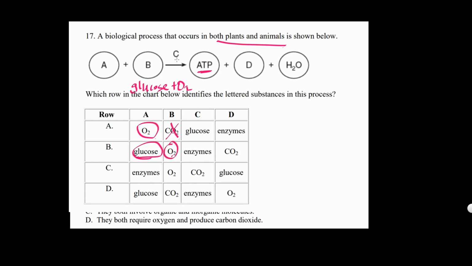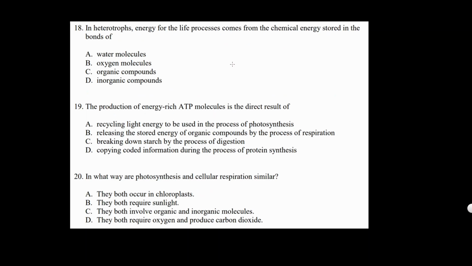Hold on. And then C, let me see. C, glucose, we need enzymes, yes. And then D, yes, we breathe out carbon dioxide. And then water. So it must be B. Number 18 says, in heterotrophs, energy for life processes comes from the chemical energy stored in the bonds of glucose. So we extract energy from the bonds in the glucose in the form of ATP. Let's find glucose. Oh, answer C, organic compounds.